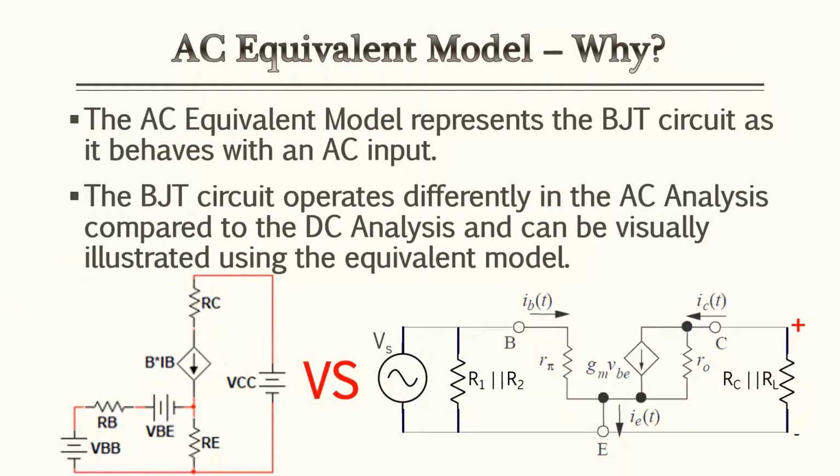One of the questions you're thinking is, why are we doing this? The AC equivalent model represents the BJT circuit as it behaves with an AC input. In the previous lesson, we tore apart all the AC elements of that circuit and we just did a DC analysis. We got all the DC parameters, but we didn't input the AC input back into the circuit and do an analysis. This is the other half of the coin because the AC circuit is going to act as a different beast compared to the DC analysis. And that's what we're going to go over today.